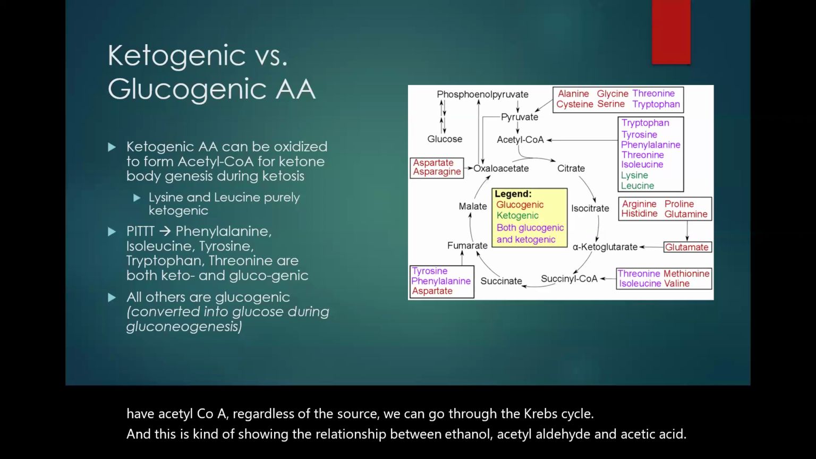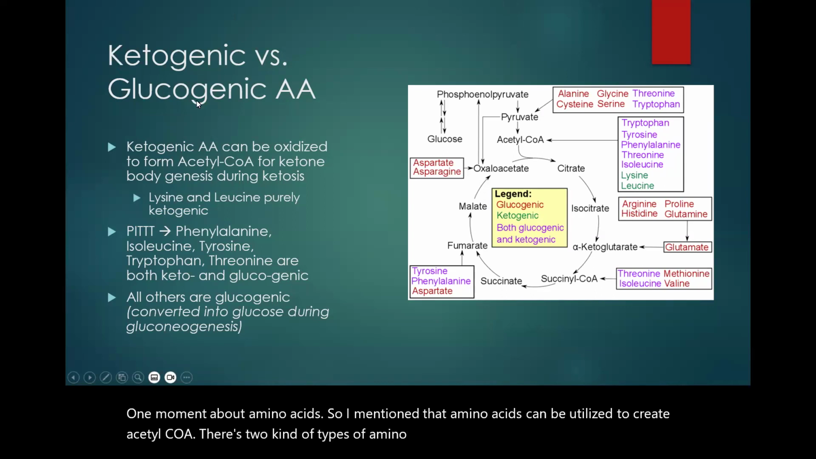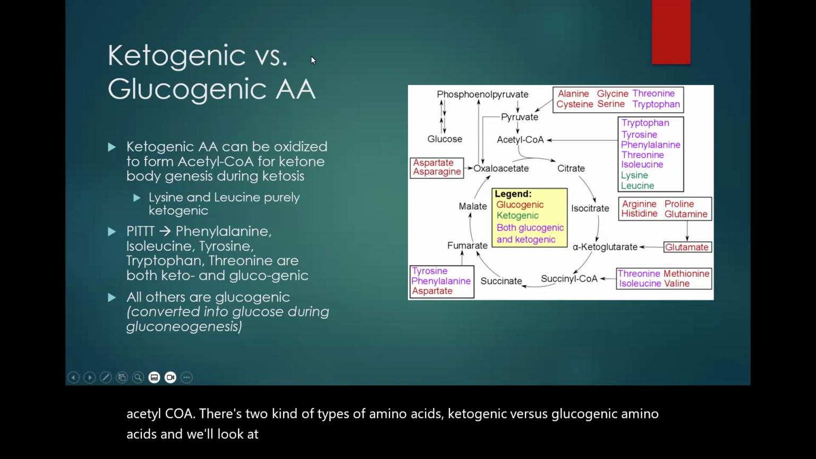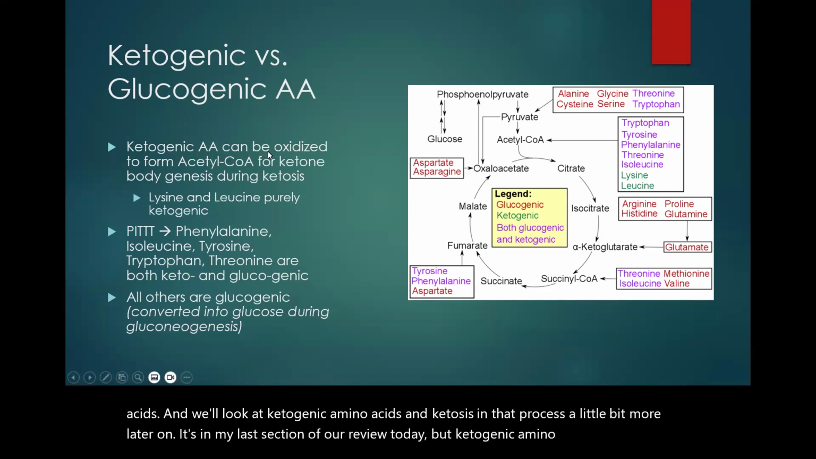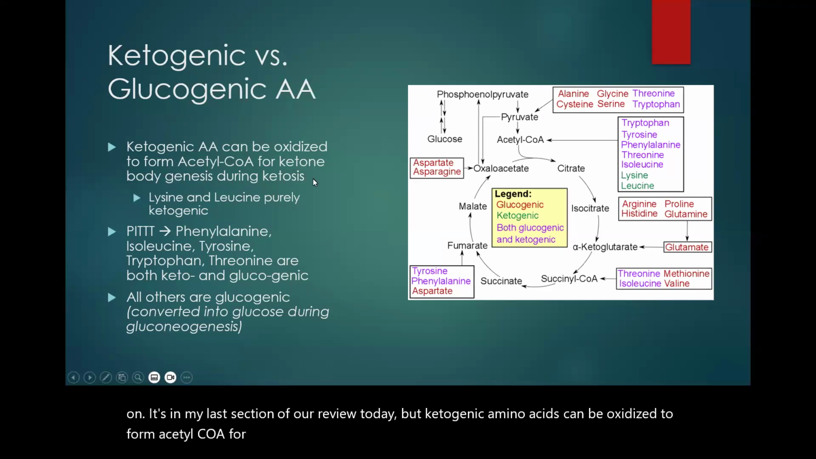One moment about amino acids. I mentioned that amino acids can be utilized to create acetyl-CoA. There's two types of amino acids, ketogenic versus glucogenic amino acids. And we'll look at ketogenic amino acids and ketosis and that process a little bit more later on. It's in my last section of our review today. But ketogenic amino acids can be oxidized to form acetyl-CoA for ketone body genesis during ketosis.